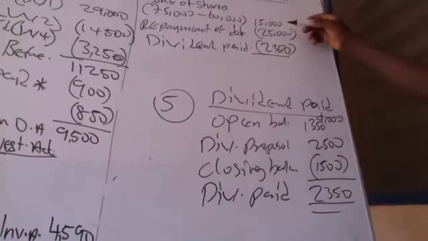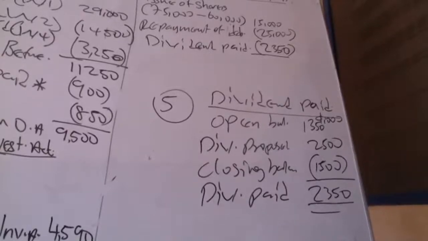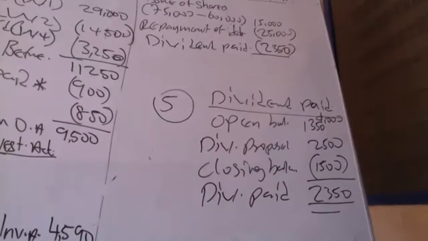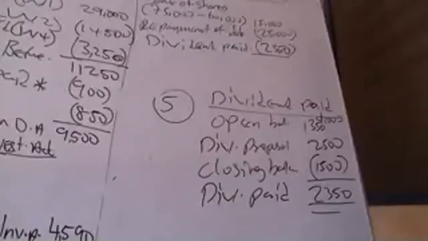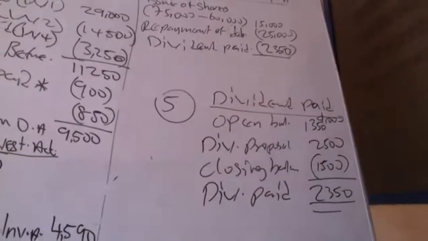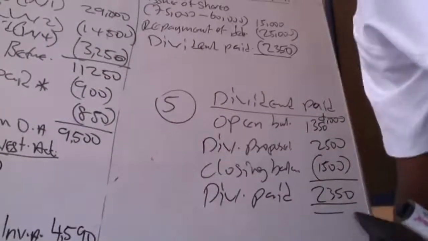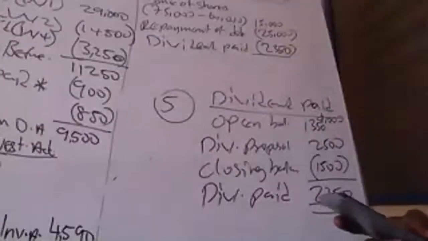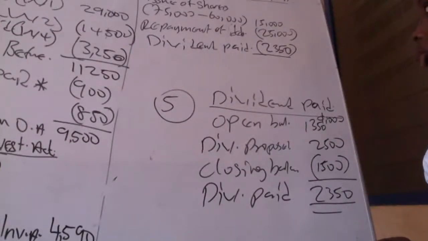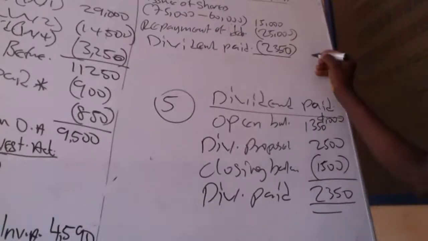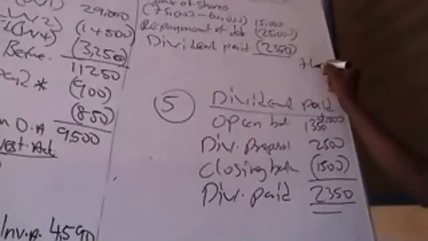So let's see, 15,000 less 25. Please, any answer for me? Any answer for me? So that will be 15,000 plus 25, plus 2,350, right? Oh, trouble. 7,650. So you put it here as 7,650.